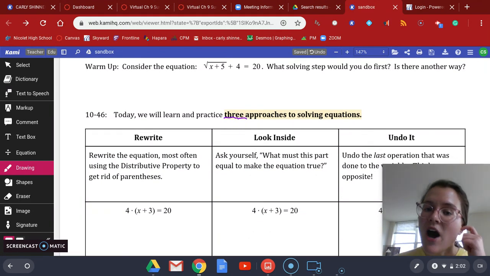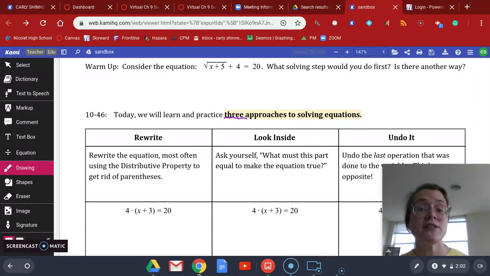Our warm-up is this tricky looking equation here, the square root of x plus 5 plus 4 equals 20. So pause the video and, without my voice leading you, think what solving step would you do first? How would you approach that problem? Pause this. There's no wrong answer here.